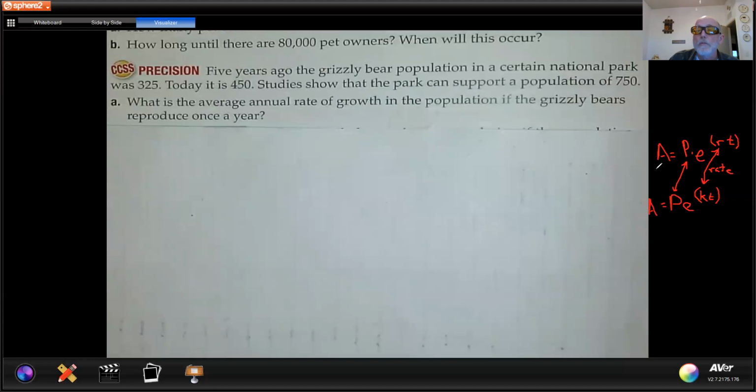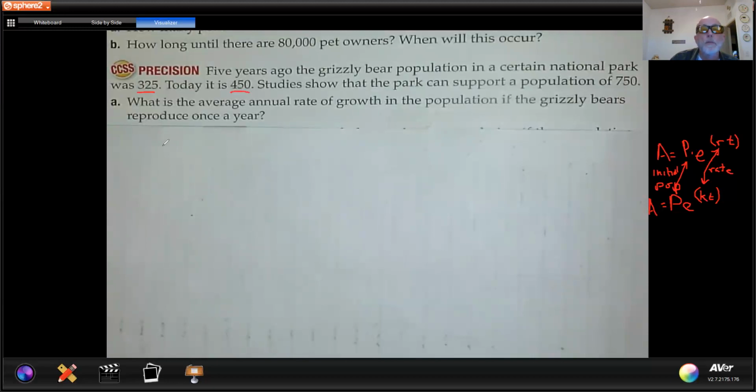So the P is the starting population, initial population. Well, what are we talking about? We're talking about the population of grizzly bears in a national park, right? So here we go. 5 years ago, the grizzly bear population in a national park was 325, right? Today, it's 450.